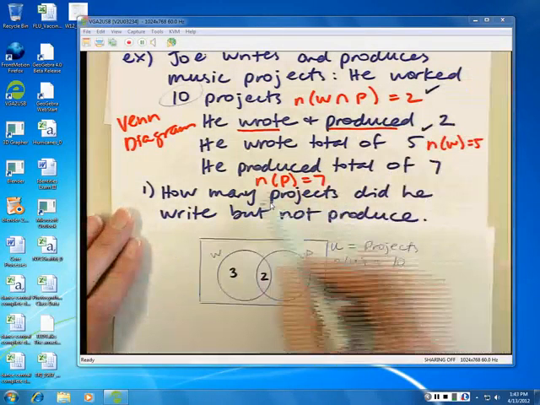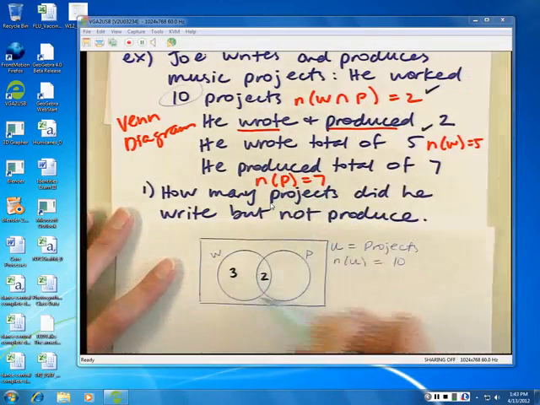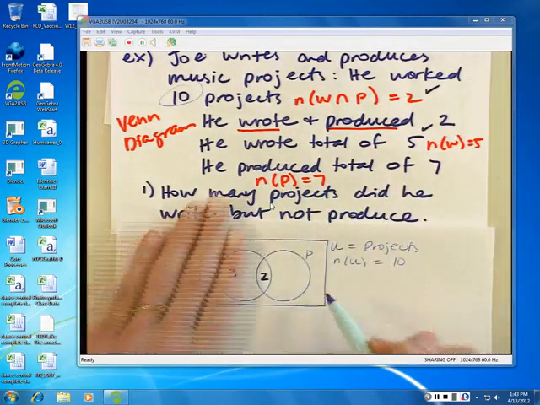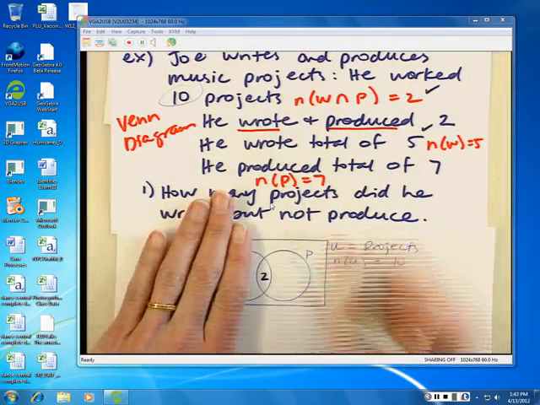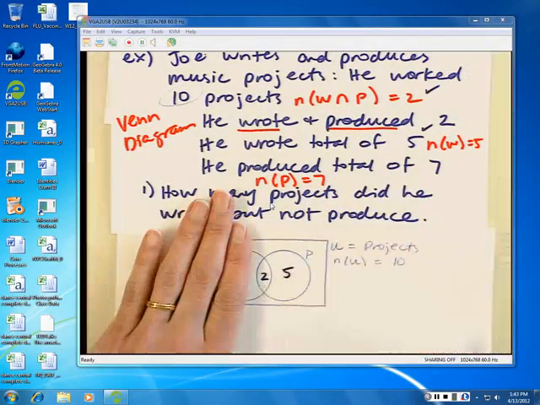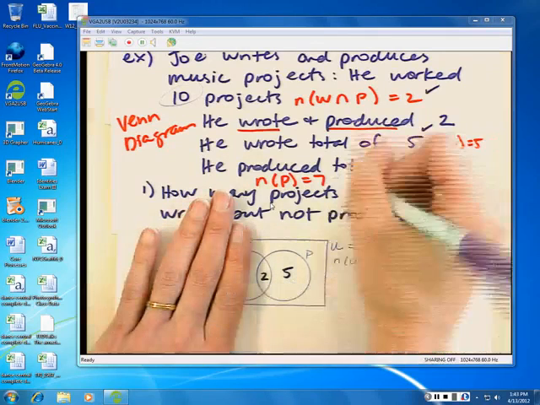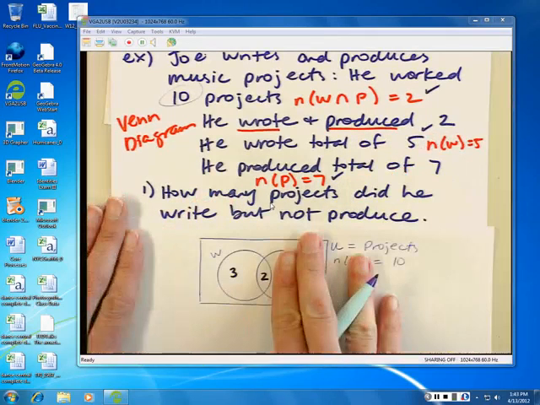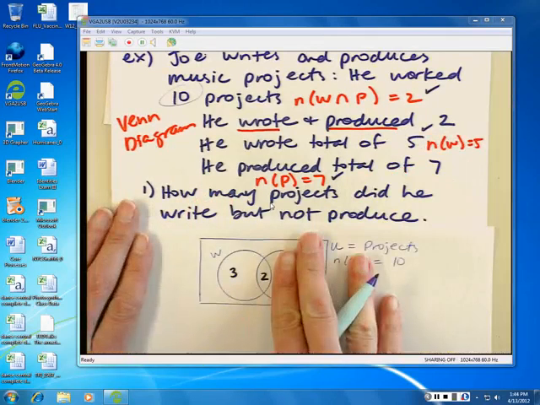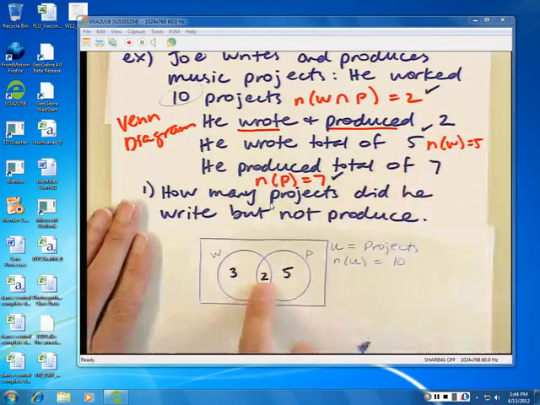The number produced is 7. Well, here's my produced set, which includes that 2. So if I cover this up, I've got 2 so far. I need 7 total, which means that in there, I'm going to end up with 5. So I've got 2 plus 5 total in produced. So the number in the produced set is 7. And then I have 3 plus 2 in the set that he wrote, and that is 5 total. And I have 2 that he both wrote and produced, so 2 in the middle.